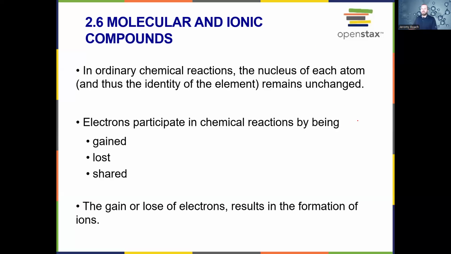Molecular and ionic compounds in chemical reactions have to do with electrons that can be gained, lost, or shared. So the gain or the loss of electrons results in the formation of ions. And I believe we've talked about this a bit already before.